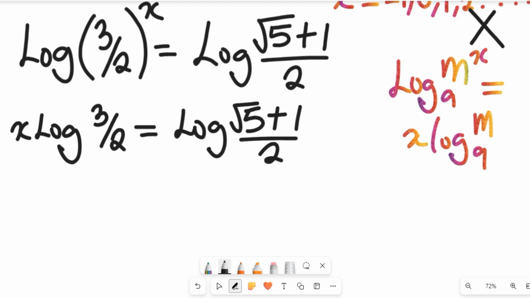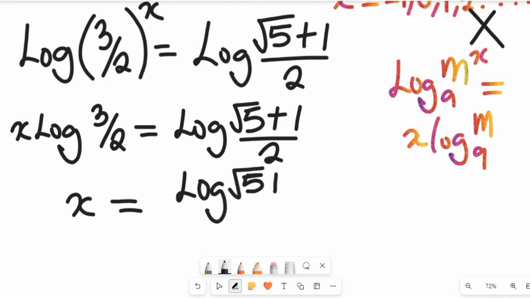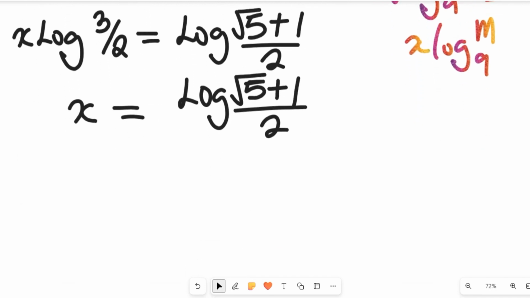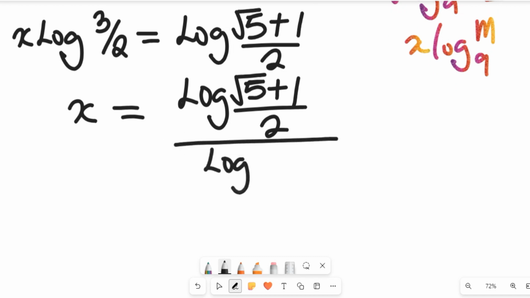Great. Now if we divide both sides by the log of 3 divided by 2, we're going to have this side to be equal to x, and that will be equal to log of root 5 plus 1 divided by 2, all divided by log of 3 divided by 2. Now you see from here we can apply a law of logarithm to simplify further.